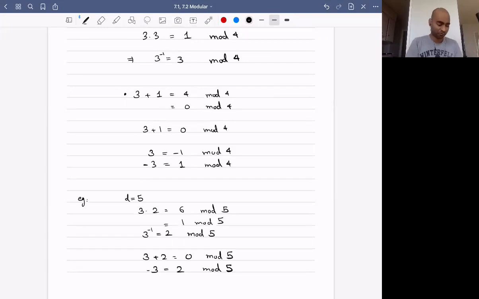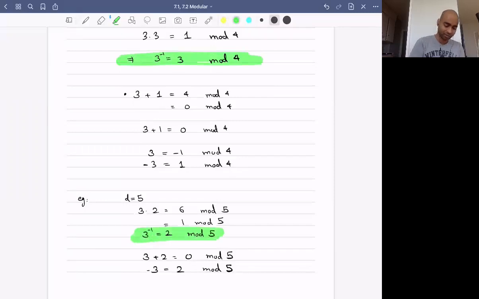And that's different from mod 4. So in mod 4, the multiplicative inverse of 3 was 3. In mod 5, it's 2. Then the additive inverse of 3 was 1, and here it is 2. So for every D, you get a different set of rules. And using those rules, you can create very interesting mathematics. And in particular, we will see an application of this for crypto systems. You can create crypto systems using just modular arithmetic and nothing more.